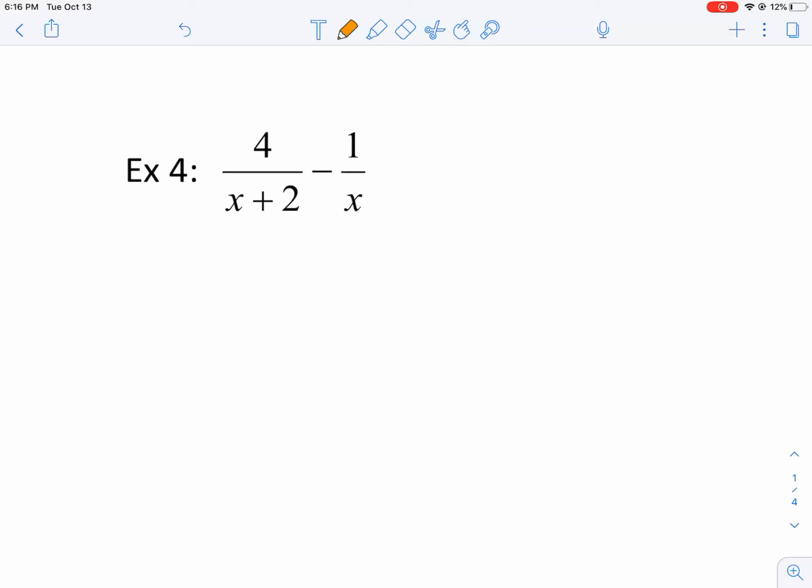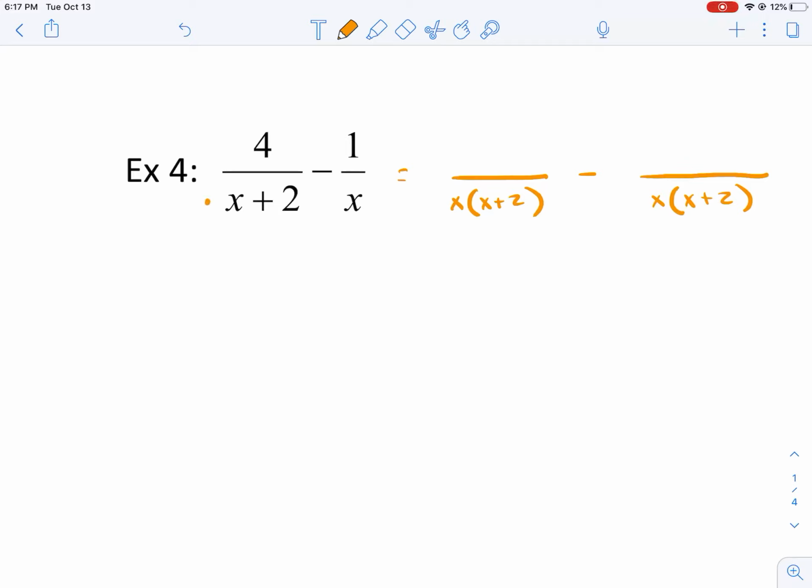Okay, number 4. In this one, you can't add anything or subtract anything to a denominator. We can only multiply. So in this case, just like example 3, the only nice way to come up with a common denominator is to multiply these two things together. So we're going to have a denominator of x times x plus 2.